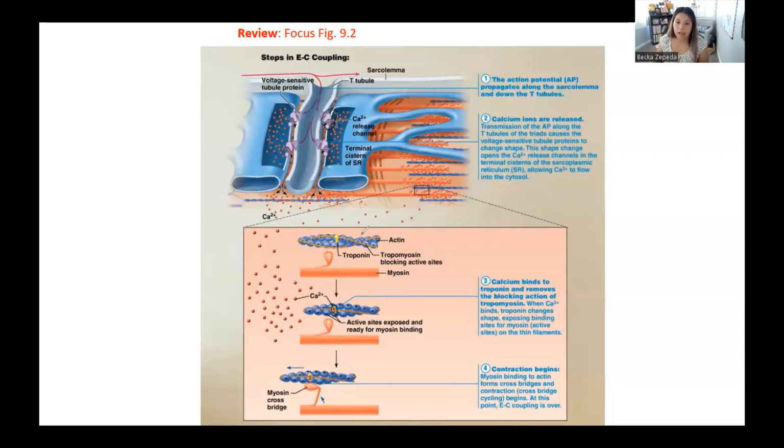So again, if you do not remember all of these details, make sure you go back to your Bio 32 lecture notes so that you can review skeletal muscle physiology. Because again, those details are going to come back for this lecture.